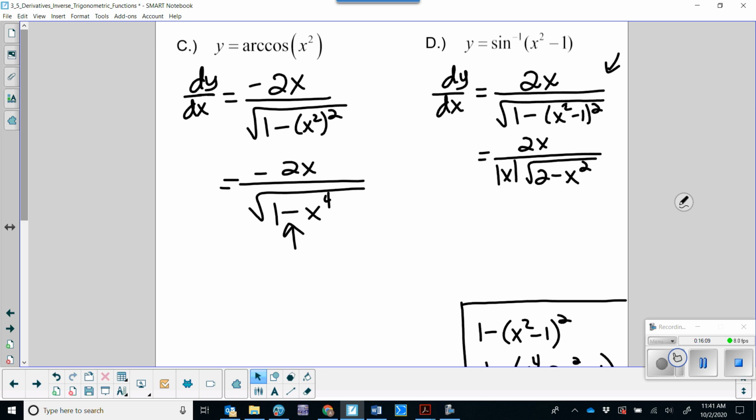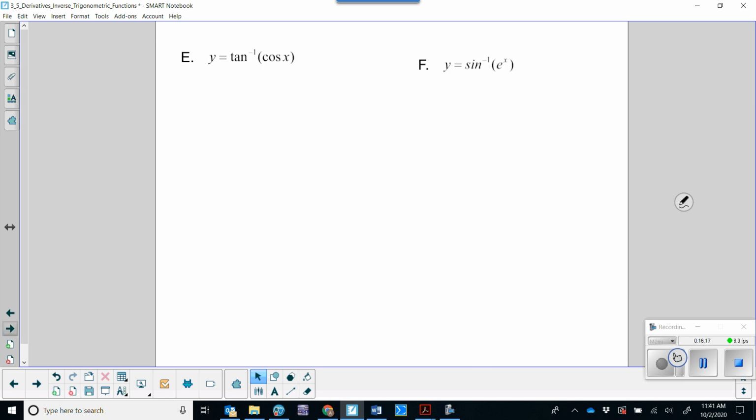Now, if you have a lot of trouble simplifying, rewind that and watch that again, and then pause it and really think about it. Okay? All right, let's go to some more examples. We'll probably just do E, and then we'll go ahead and move to some tangent lines.